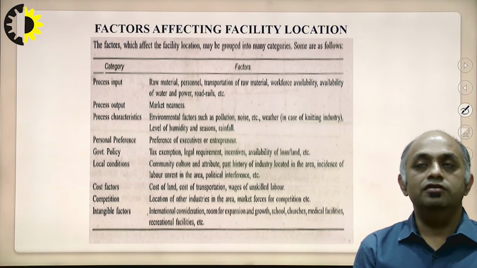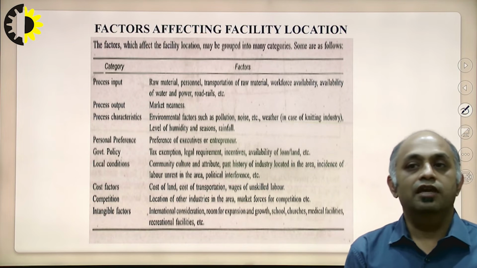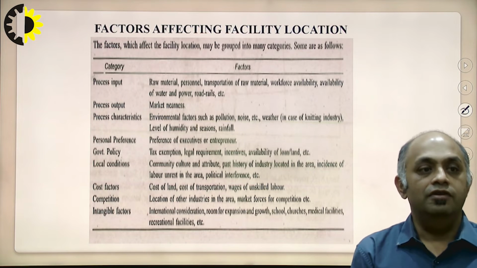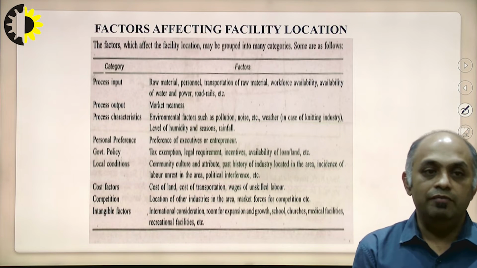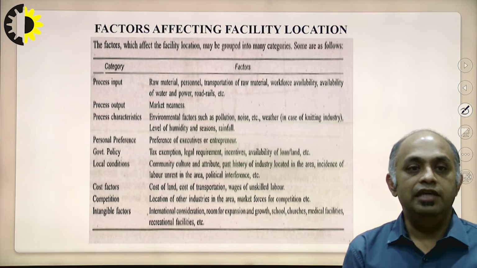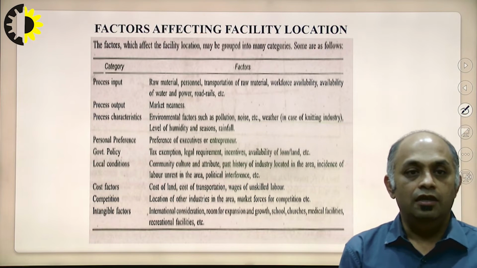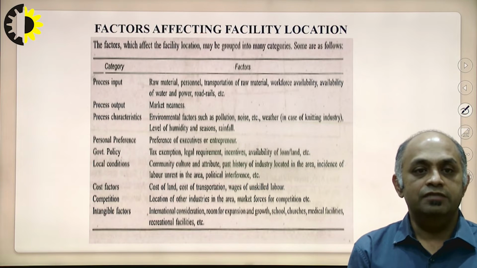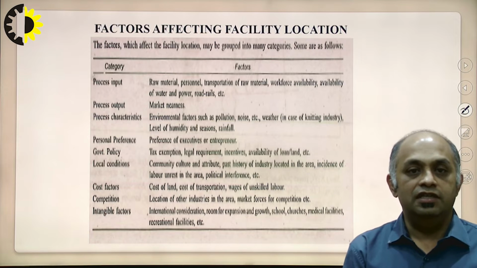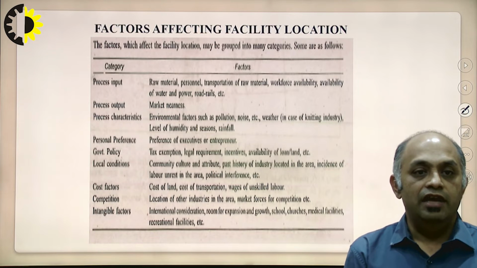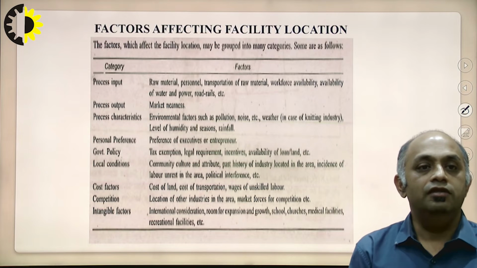So we also have to see that there is no competitor in the nearby areas, because if there is a competitor, then there is a chance of your product not getting sold very easily. So we have to see the competition also, and then the intangible factors like international considerations, room for expansion and growth, and then schools, churches, medical facilities, and recreational facilities for the people who work there, right? So these are all the factors that also work.